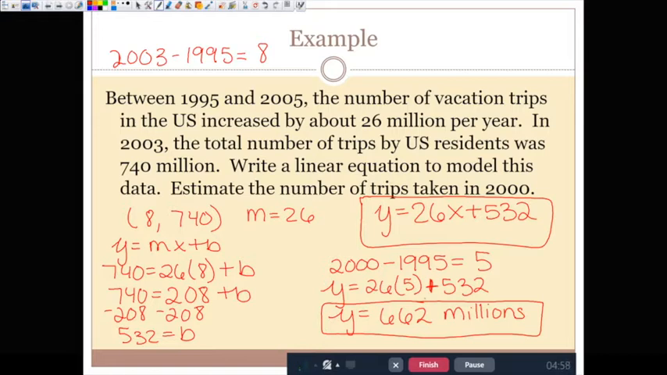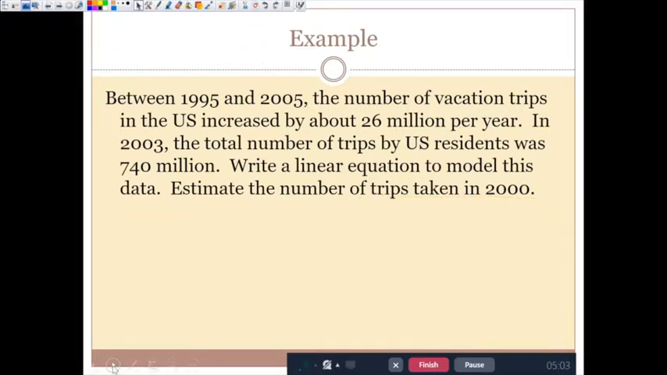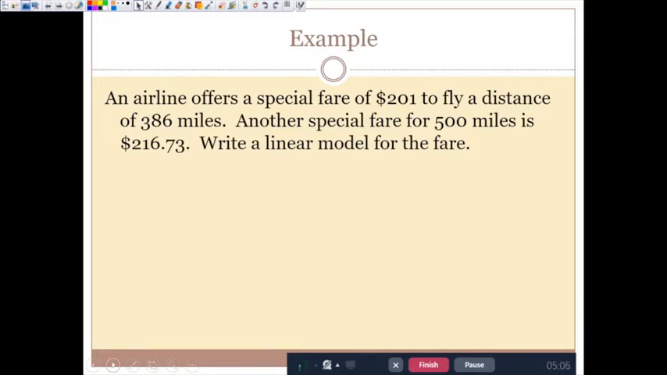Okay. The next slide. An airline offers a special fare of $201 to fly a distance of 386 miles. Another special fare of 500 miles is $216.73. Write a linear model for the fare.